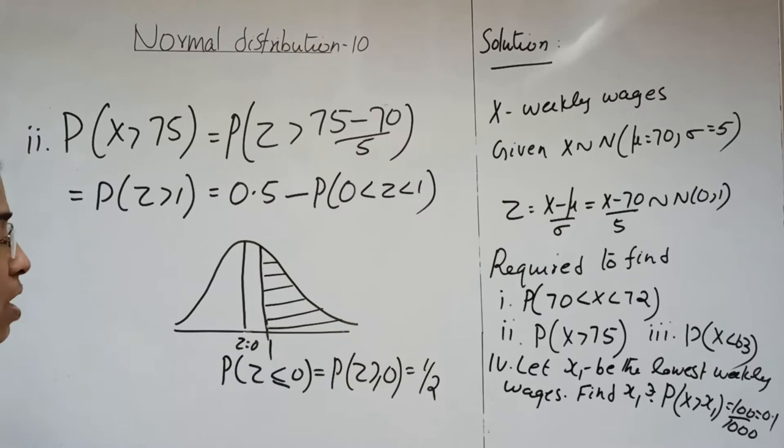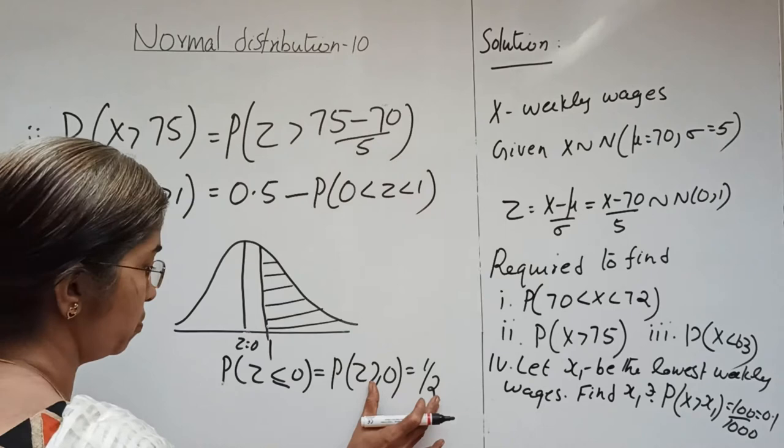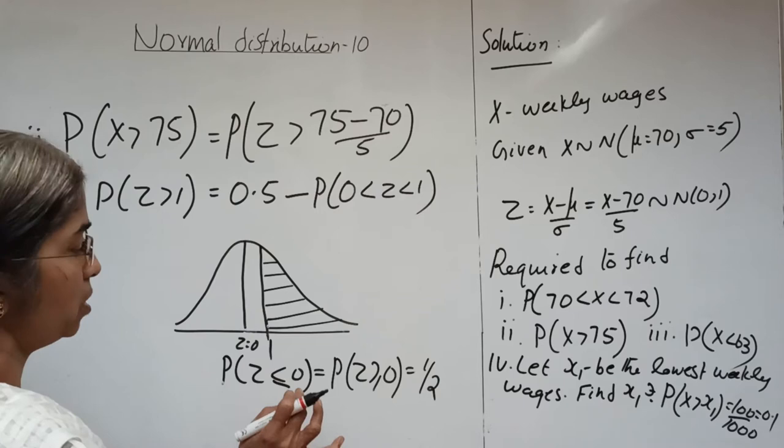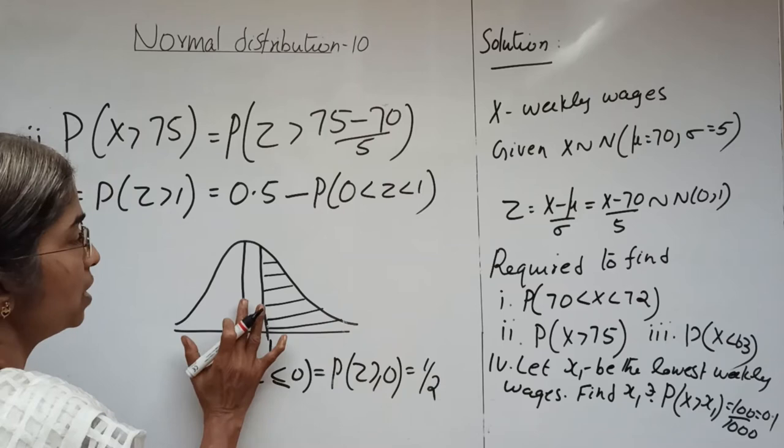Let me explain once again. I have probability z less than or equal to 0 equal to probability z greater than or equal to 0 equal to 1 by 2, as the standard normal distribution is symmetric at 0. Hence this area is 0.5. And we require the area probability z greater than 1. This is the required area, so it is obtained by 0.5 minus probability 0 to 1.